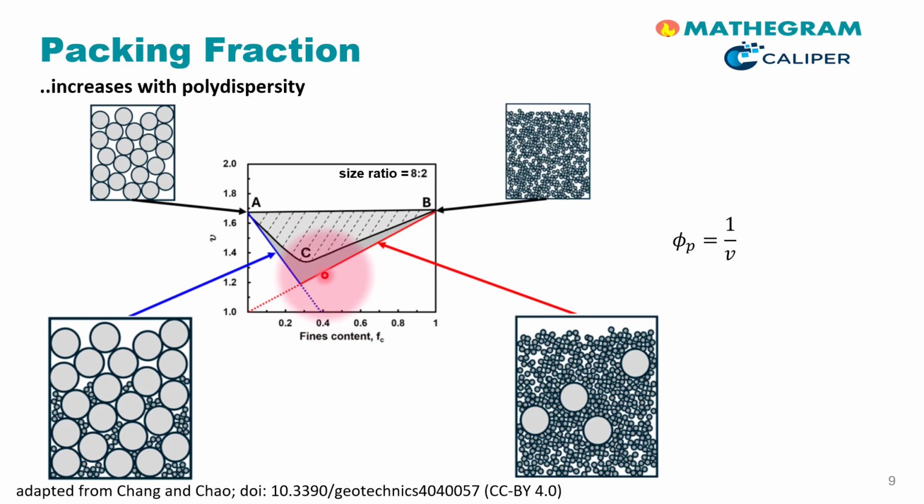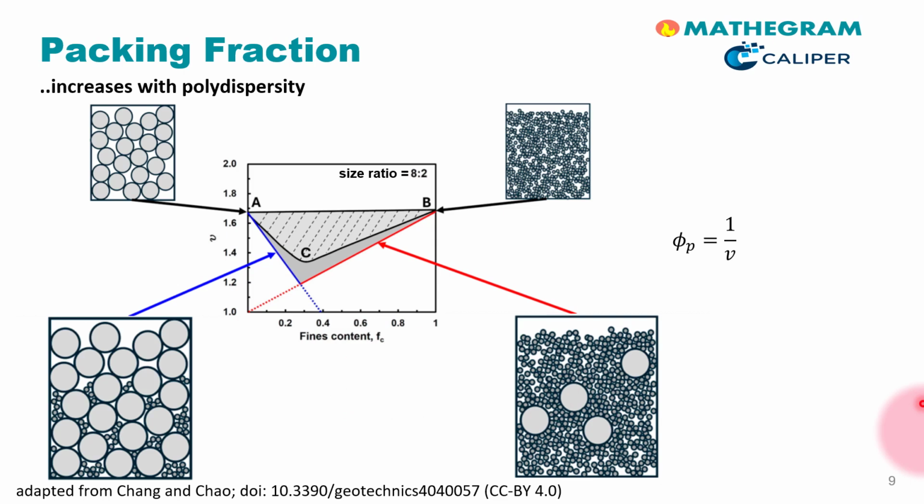The reason for this is that small particles can fill the voids in between large particles, as shown here on the bottom left. Once these voids are filled, which occurs at approximately 30% fines content, the specific volume slowly grows as illustrated in the figure at the bottom right.